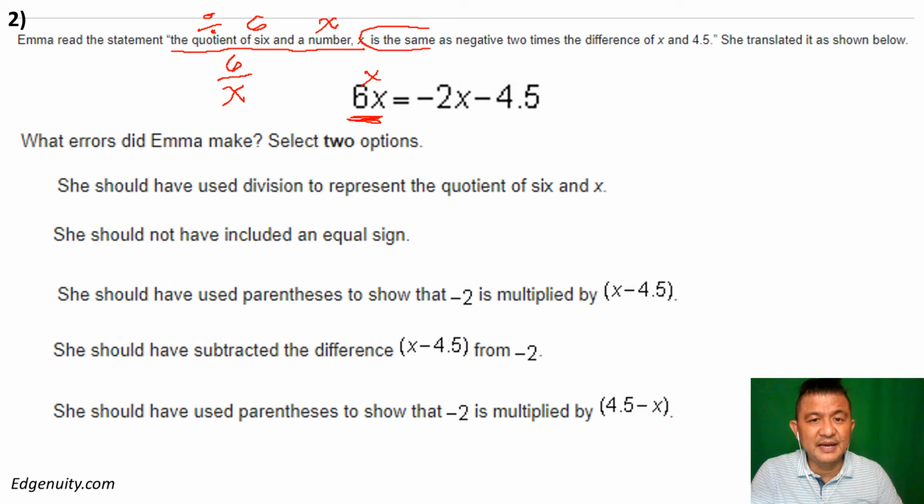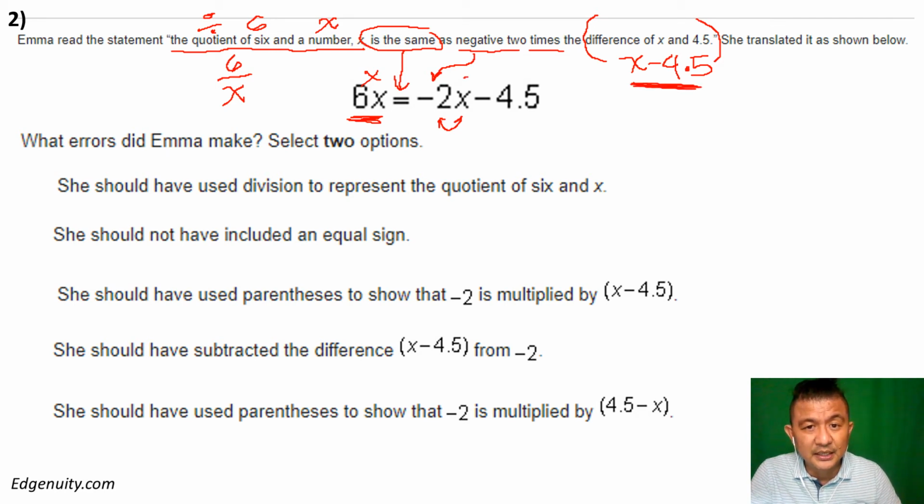Is the same as, you see the equal sign, negative 2, I see my negative 2, times the difference of x and 4.5. So this goes together, x minus 4.5. But what did she write? She multiplied 2 times x immediately. You cannot do that. The x and the 4.5 should be together as one. So there should be a parenthesis here. And this is not multiplication, but division.